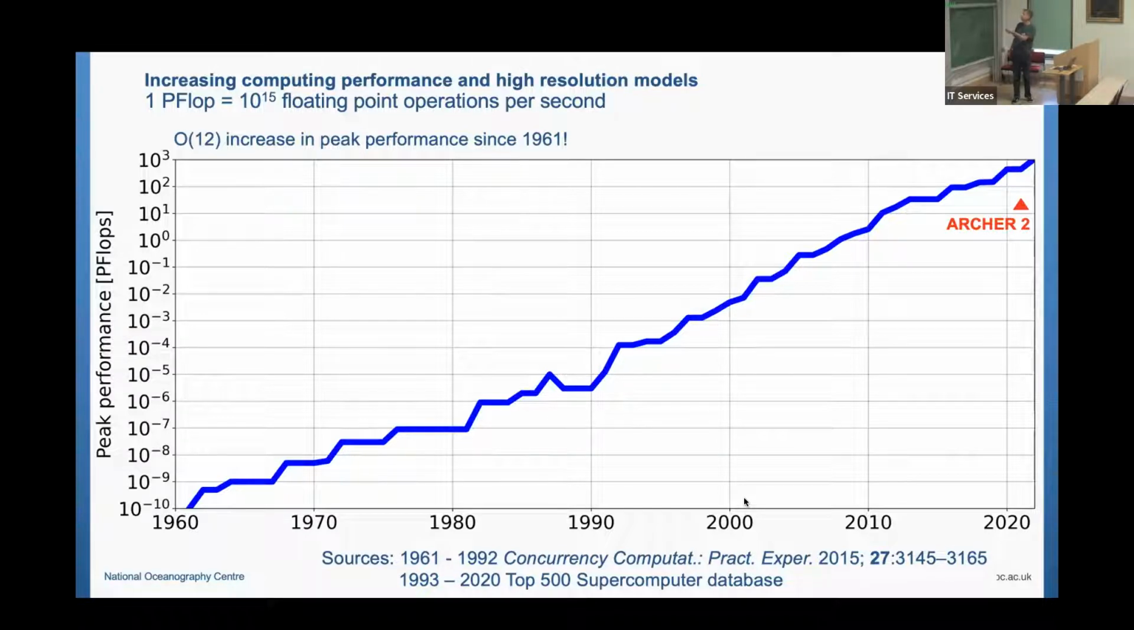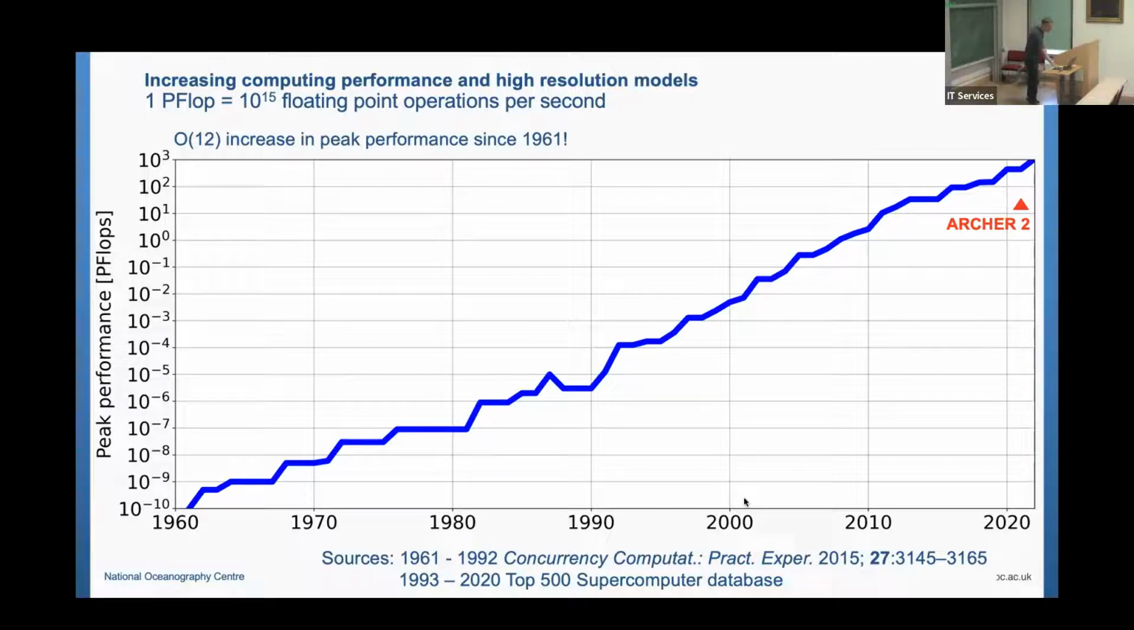Here the red triangle illustrates where ARCHER2 is. This is the machine that came online last year. It is nowhere near the most powerful one, but it's a pretty good machine. It allows us to do lots of things. This one here, the top one, I think is probably Oak Ridge Summit in the US, I think the first machine that is officially an exascale machine, exascale being 10 to the power of 18 floating point operations per second.